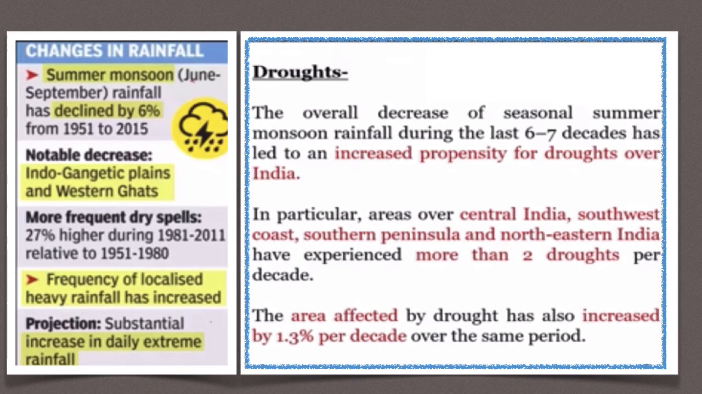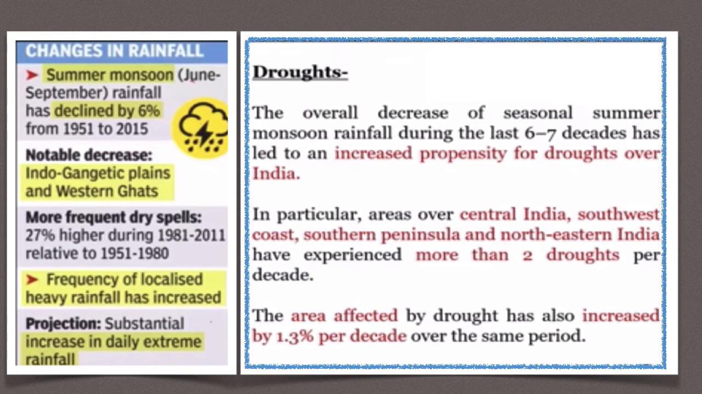Thus drought intensity has already shown a significant increase during the last 60-70 years, because rainfall decreased over these 60-70 years, especially in areas like central India, southwest coast, southern peninsula and northeastern India, where there have been more than 2 droughts in every 10 years. Also, it reported that during 60-70 years, the total area under drought has increased by 1.3%.